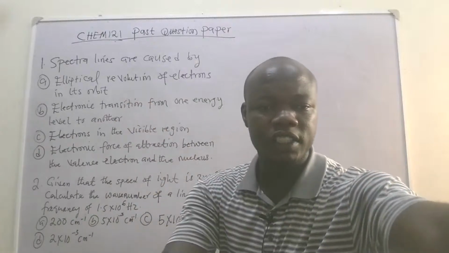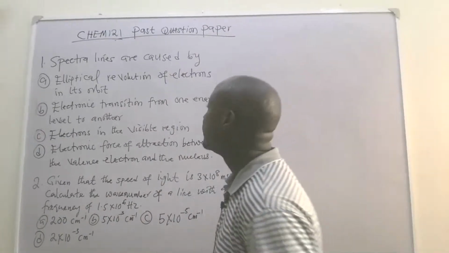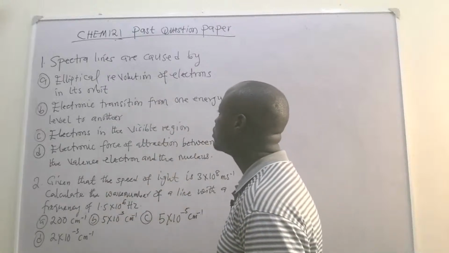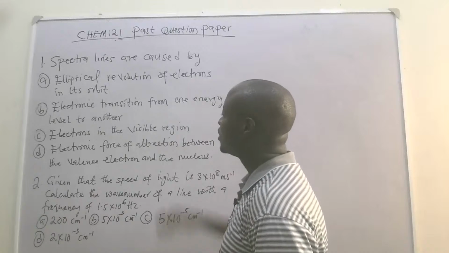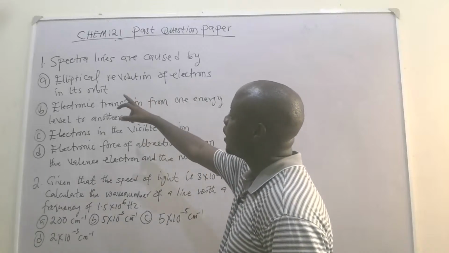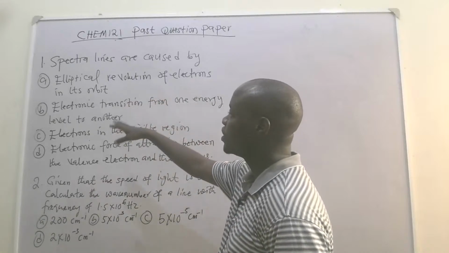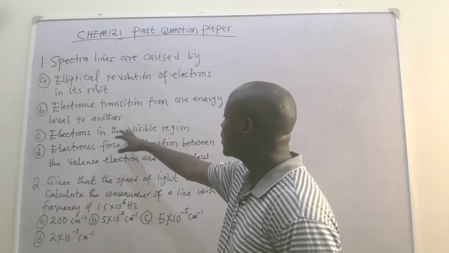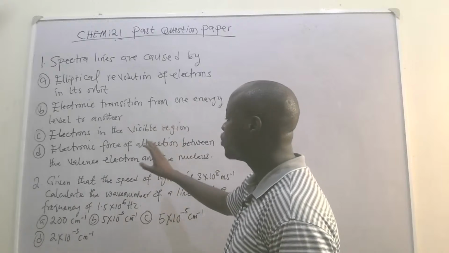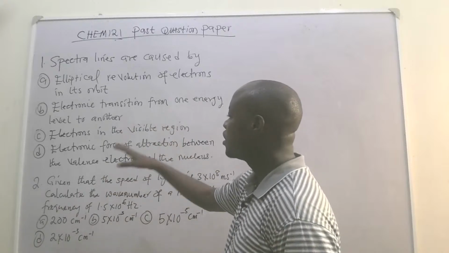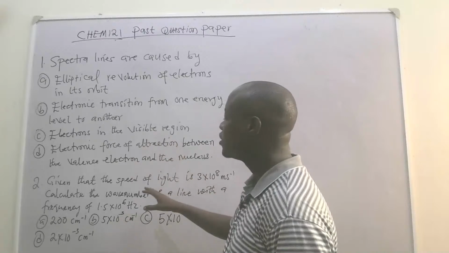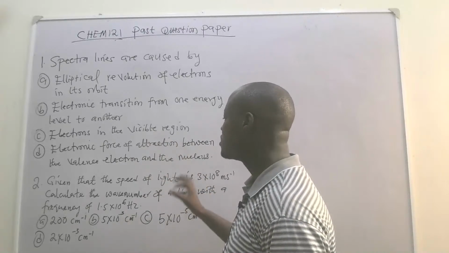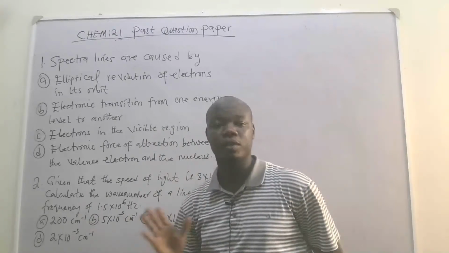So these are the questions that we are going to start with, and the first question says the spectral lines are caused by, A. So these are the options. Option A says elliptical revolution of electrons in its orbits. Option B, electronic transition from one energy level to another. C, electrons in the visible region. D, electronic force of attraction between the valence electron and the nucleus. So that is the first question.